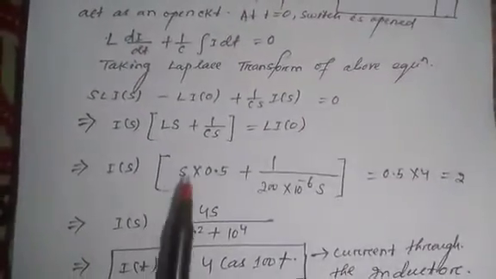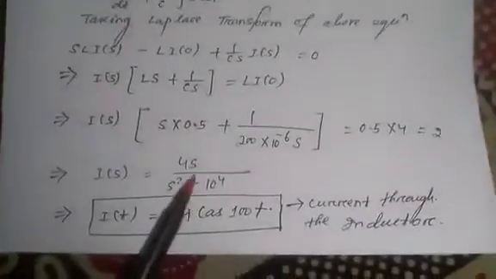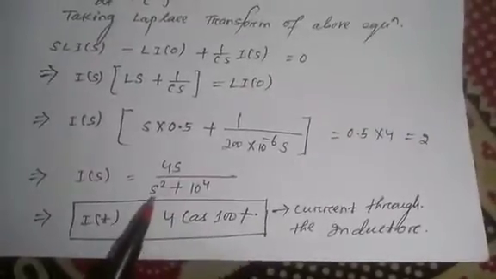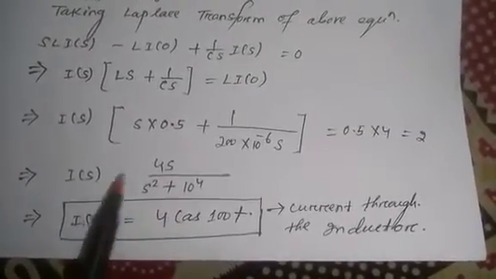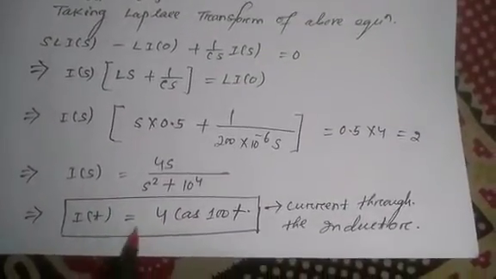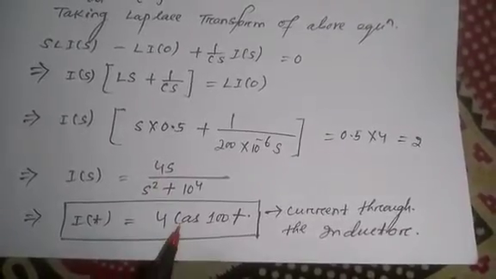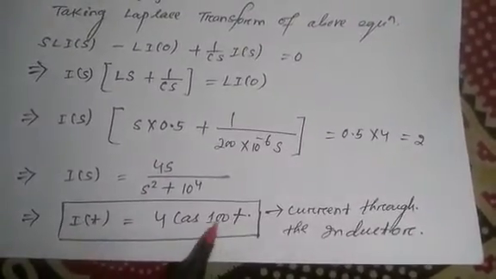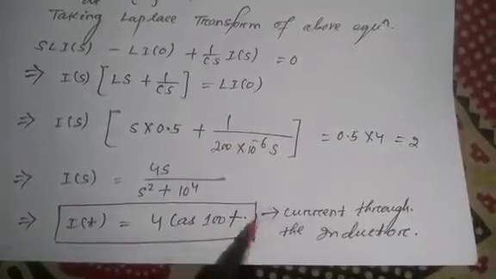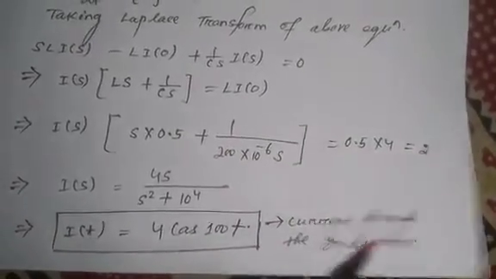If you take the inverse of this, we will discuss inverse Laplace transform in the next class. From I of s to I of t, that is 4 cos omega t, and at the place of omega 100, 4 cos 100 t. That is the current through the inductor.